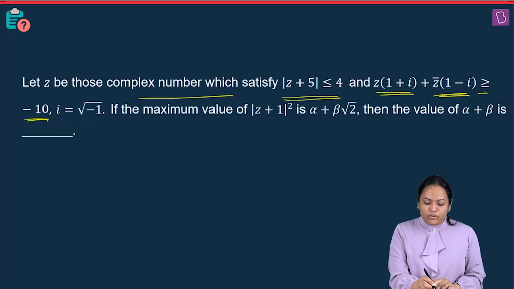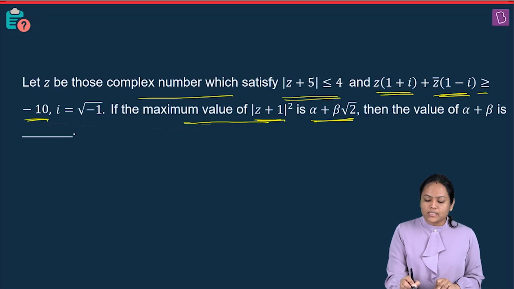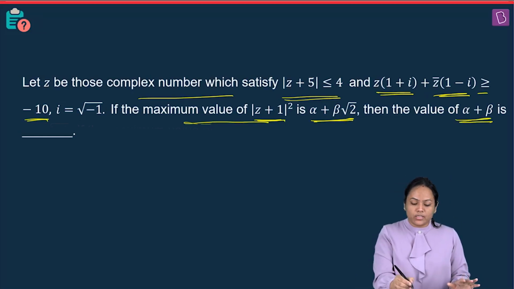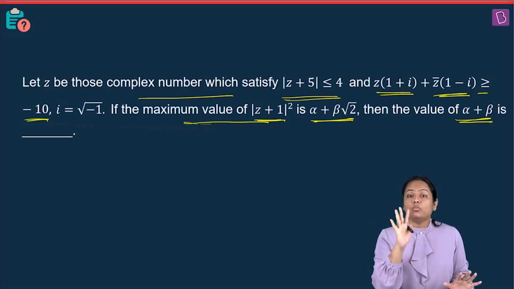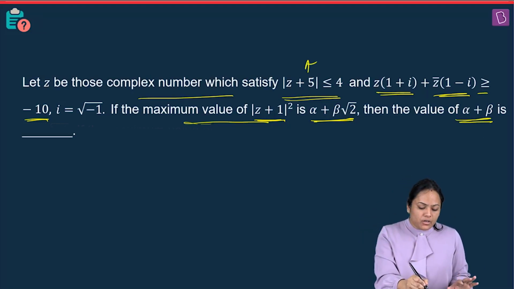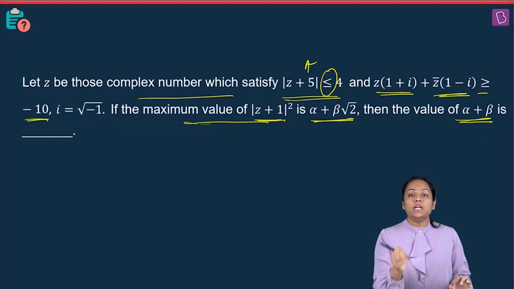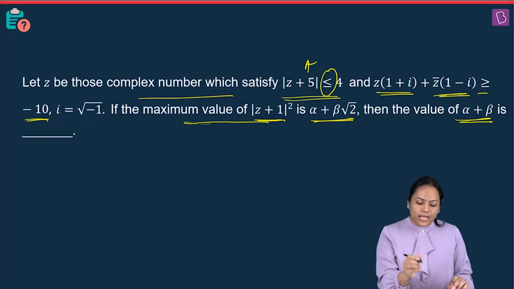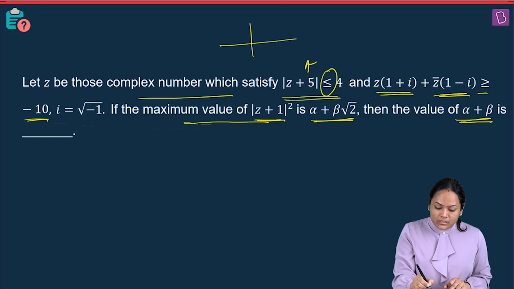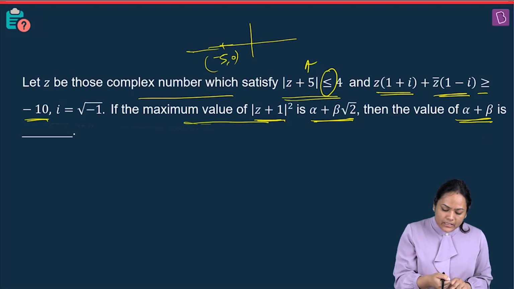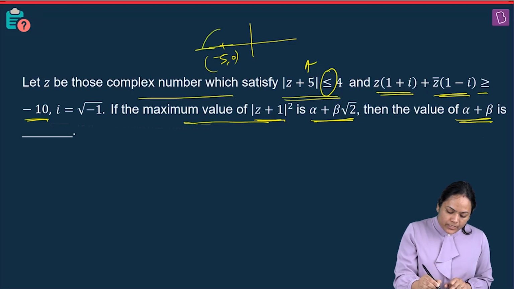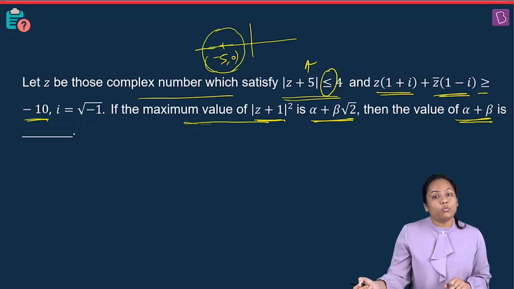If the maximum value of mod of (Z plus 1) whole square is alpha plus beta root 2, then what is the value of alpha plus beta? That is what they have asked. So here, what are the curves? Well, the first curve is definitely a circle, but since it's less than or equal to, my complex number Z will lie on or inside a circle whose center is minus 5 comma 0 and the radius for the circle will be 4.